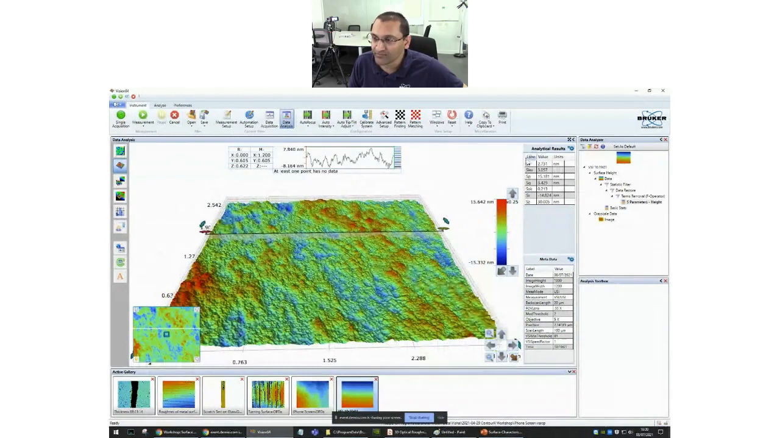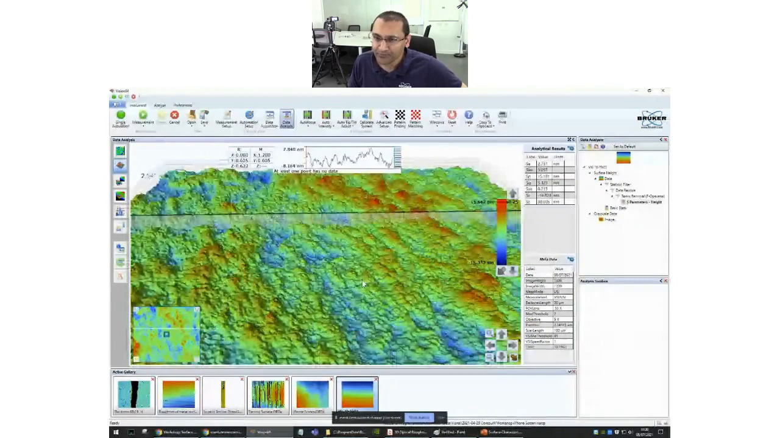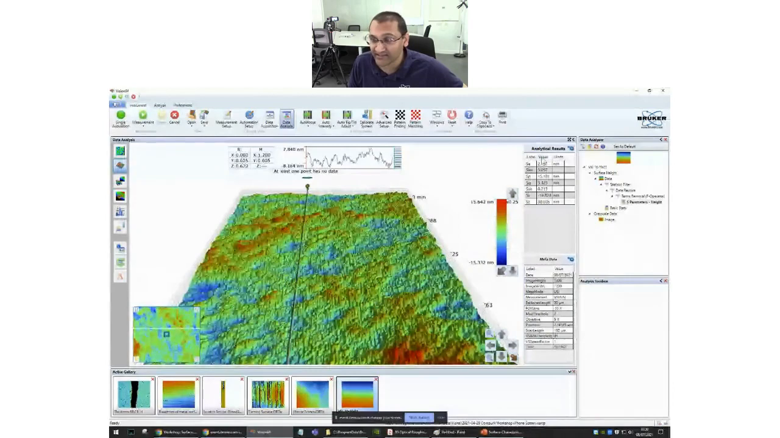This is a much more meaningful value. So this is one way to analyze your surface: by looking at the 2D roughness, which in this case is SA. But you can see this screen is actually quite smooth. It's less than 3 nanometers.